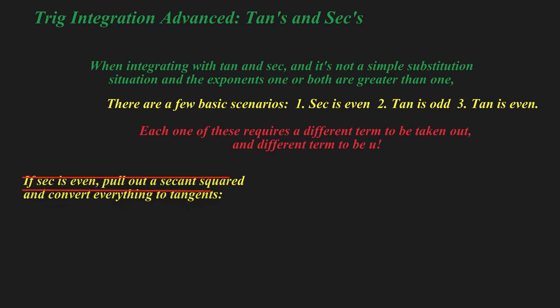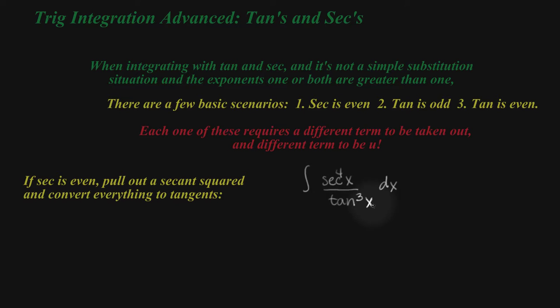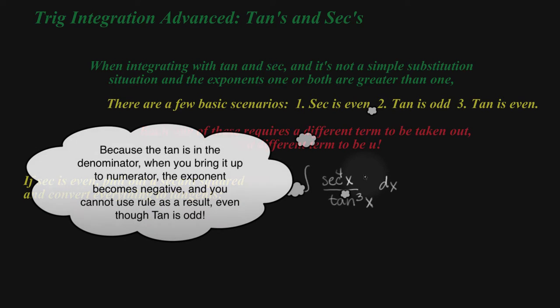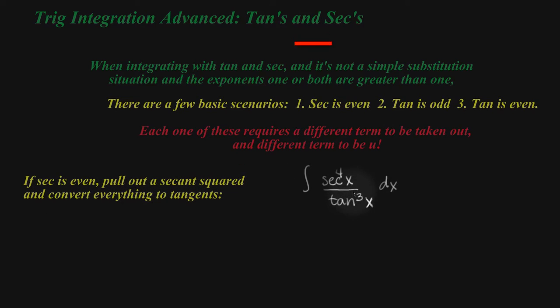So let's check out an example partially worked out. Now you'll note on this example that tangent is odd, but if we bring it up, it'd be to the -3 power. So we cannot use rule 2, even though at face value you might think that you could. It has to be in the numerator and odd, or positive and odd. Okay? But secant is even here.